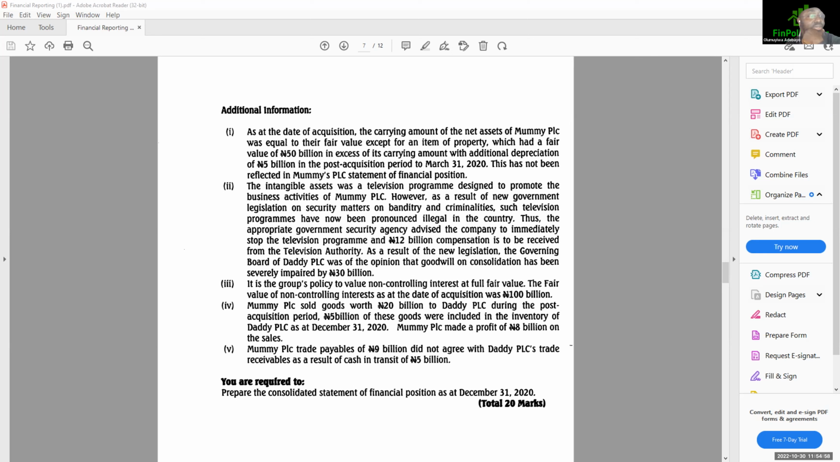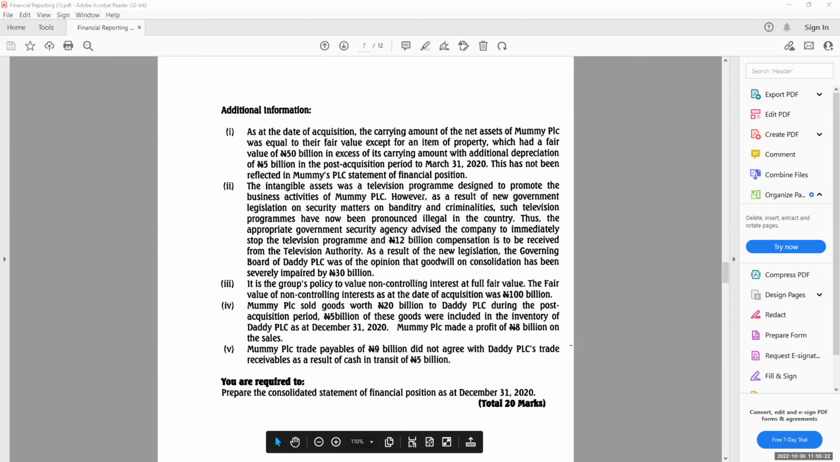Okay, who else? Toby. Yes, sir. First of all, I want to refer you back to additional information 1. The additional depreciation is to March 31st and not the full year. I think you only considered the 5 billion, but the 5 billion is to March and not the whole year. Then back to additional information 2. The first thing we have to do is recognize the 40 billion that was recognized as intangible assets. Since it's now illegal, we have to remove it from our books. Then the 12 billion that will be received will be an asset to us, like a receivable. Then we recognize that also.